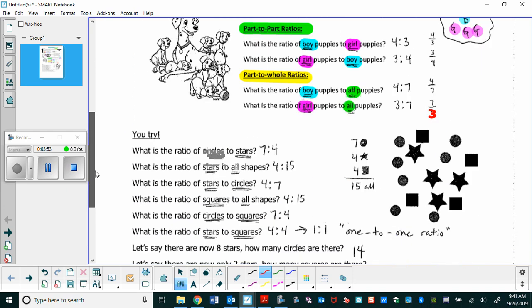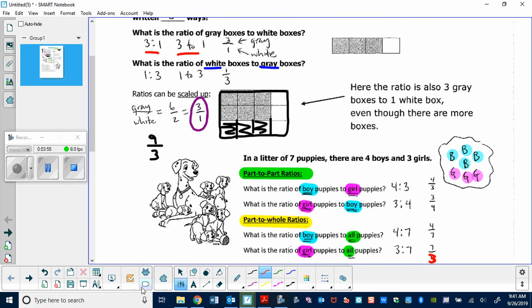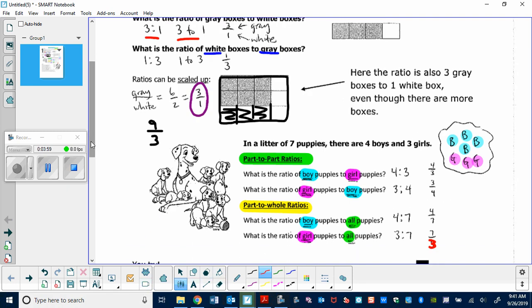All right, so now down below here, there's going to be a you try, and I am going to ask that you actually just pause the video and try those problems down below. And then when you hit play, you can check your work. All right, so go ahead and hit pause.